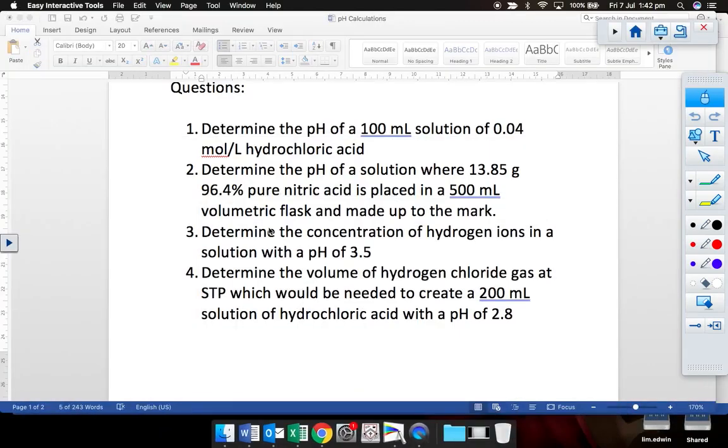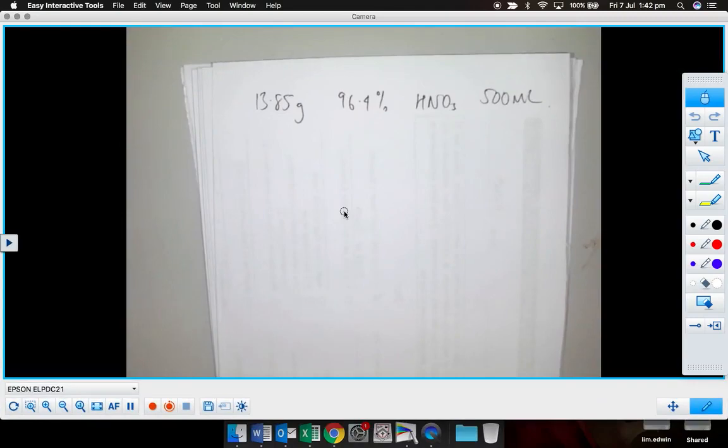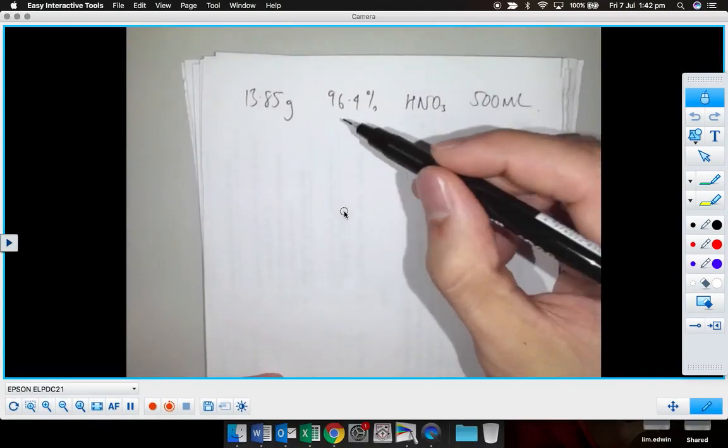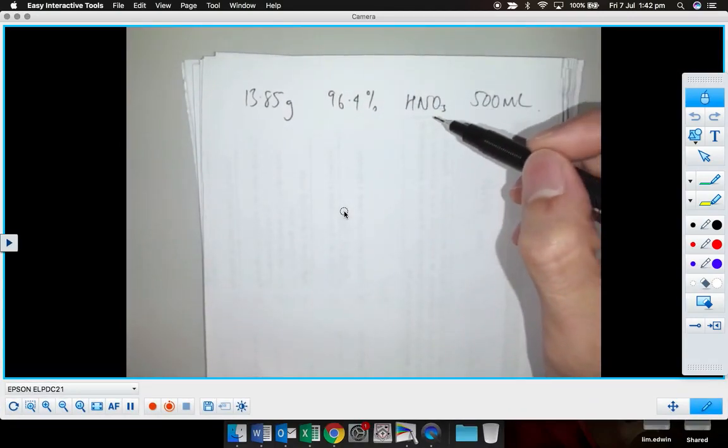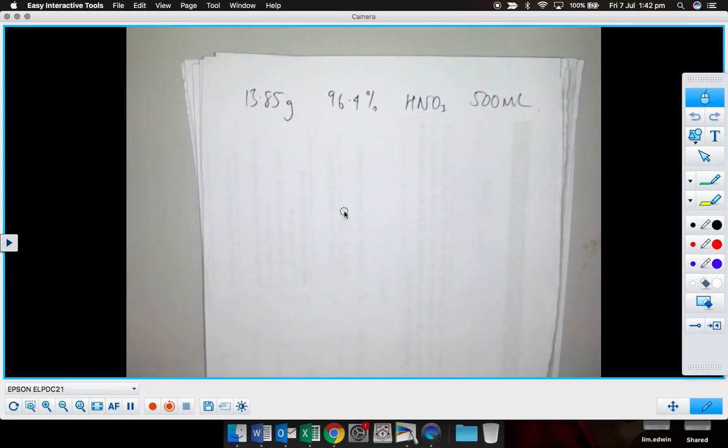Let's go look at the next one. Determine the pH of a solution where 13.85 grams of 96.4% pure nitric acid is placed in a 500 ml volumetric flask and made up to the mark. So, 13.85 grams of 96.4% pure HNO3 is placed in a 500 ml volumetric flask and made up to the mark.